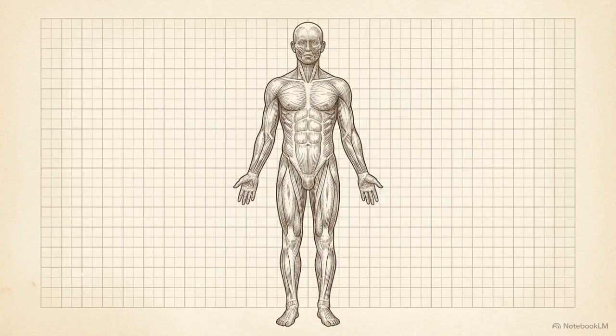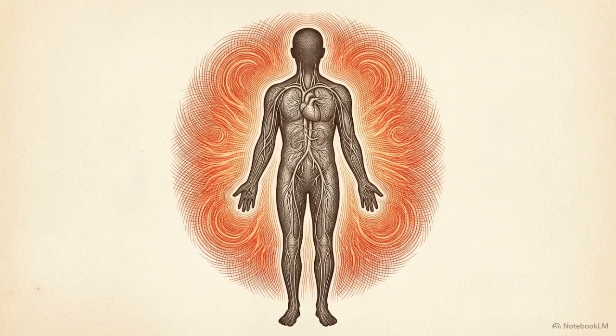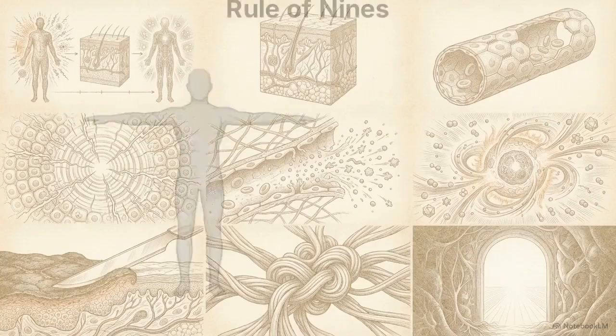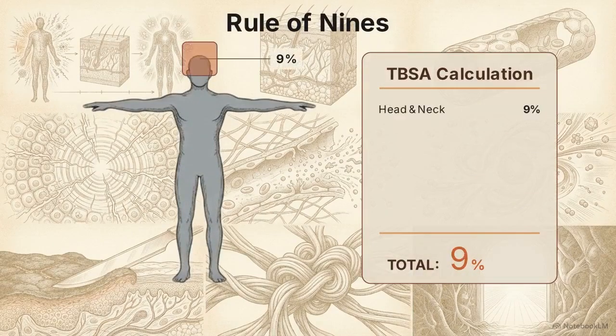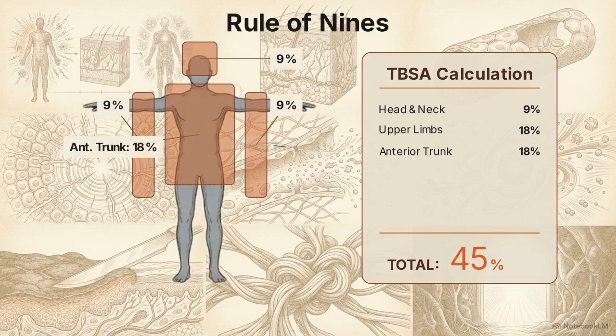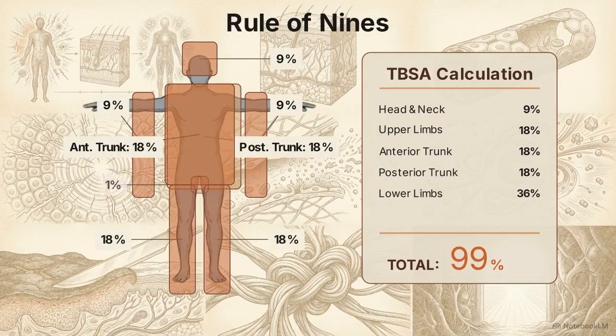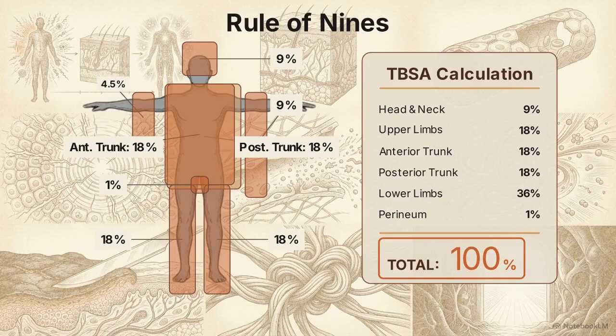The second baseline variable is the total body surface area, or TBSA. This measurement determines the magnitude of the systemic inflammatory response and dictates exact fluid resuscitation volumes. In adult patients, clinicians rapidly estimate TBSA using the rule of 9s. This triage tool divides the body's surface into distinct anatomical regions, each representing roughly 9% of the total area.